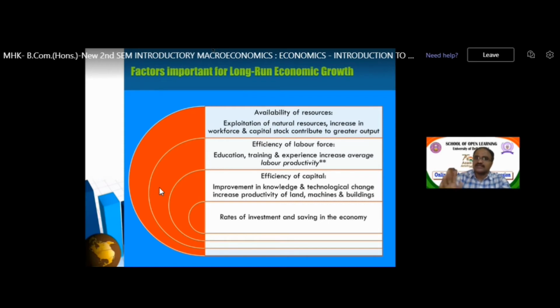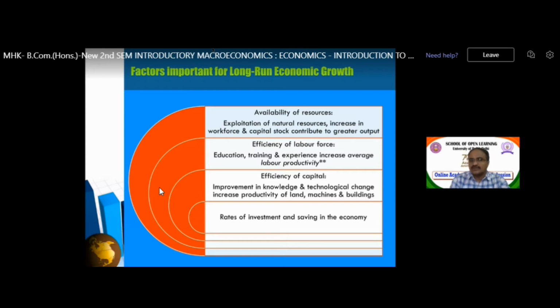The exploitation of natural resources and increases in the workforce and capital stock contribute to greater output. It will increase the long-term output. So availability of resources, whether human capital or resources like workforce and capital, whatever it is, influences the increase in output. Second, efficiency of the labor force. Of course, education, training and experience increase average labor productivity.